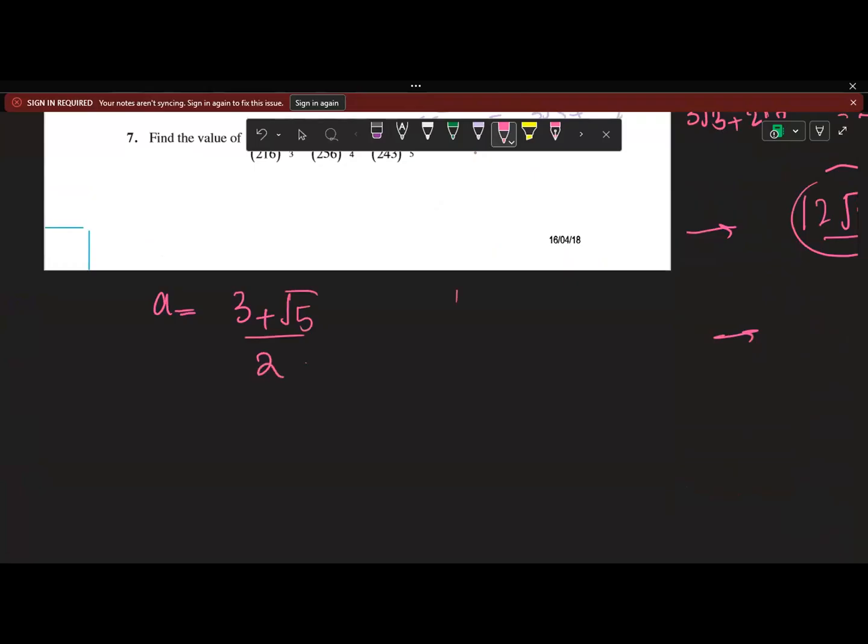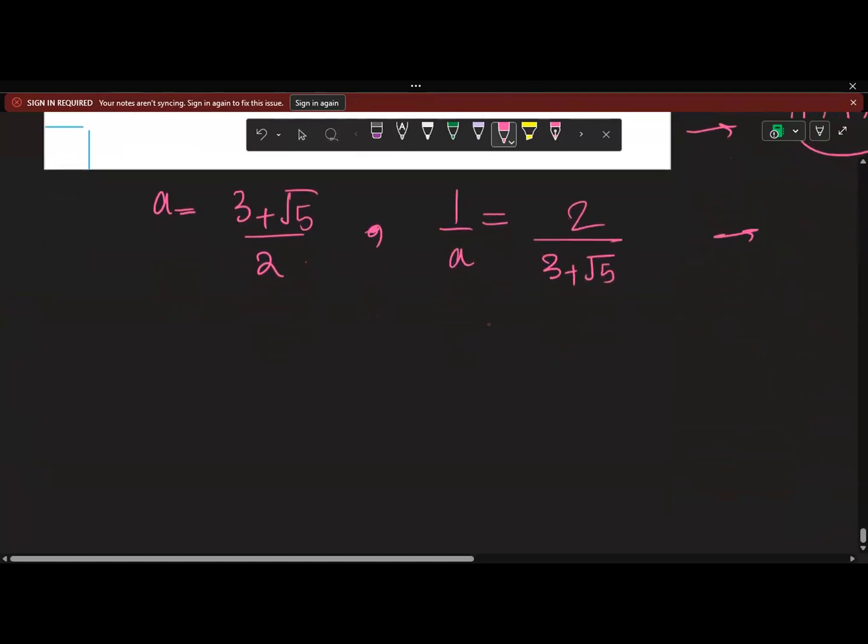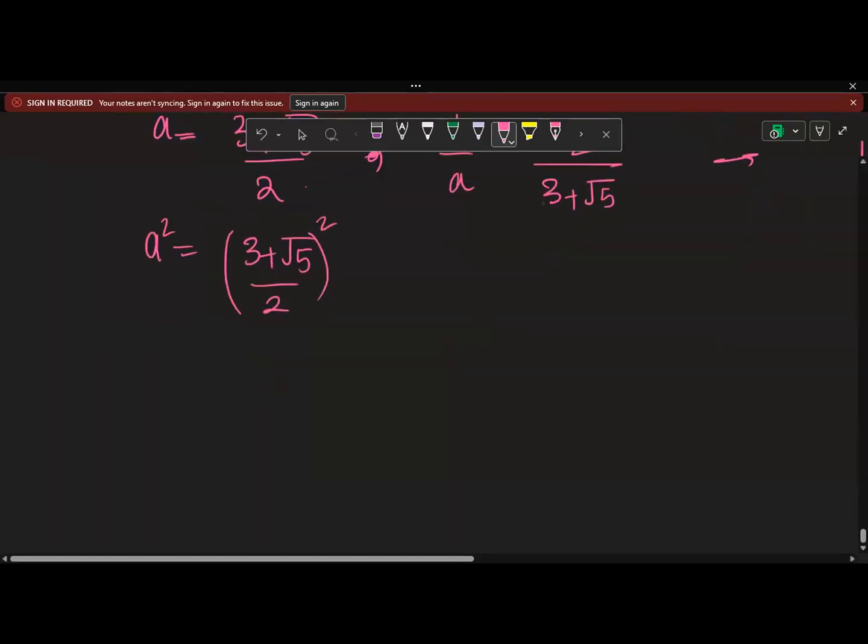So what is the value of 1 by A? 1 by A is 2 by 3 plus root 5. You take the reciprocal, right? 1 by A whole square means the square of the reciprocal of A. So what is A square now? A square will be 3 plus root 5 by 2, whole square. Children, I'm audible, right? Yes, ma'am.